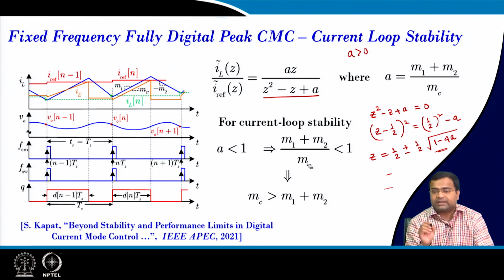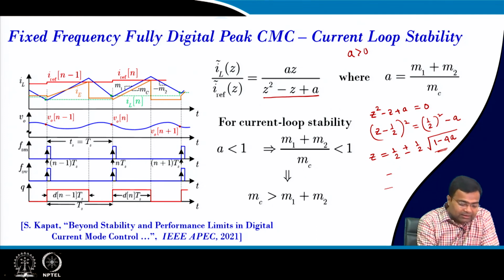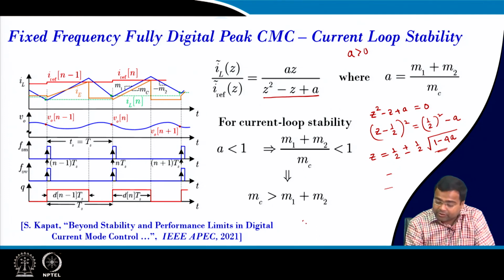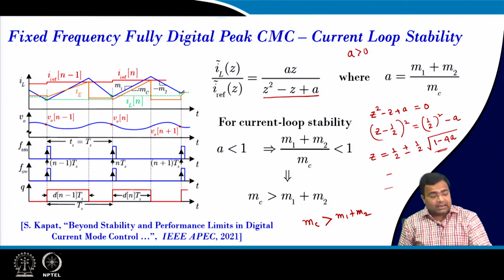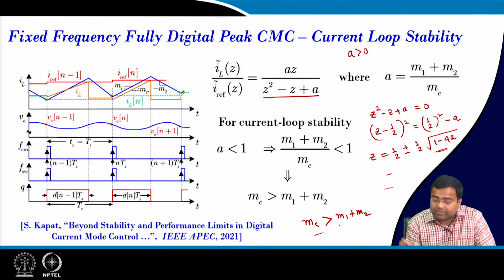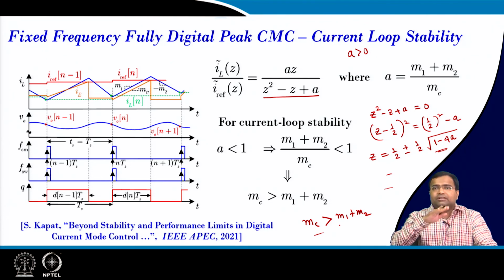So MC must be greater than 0, and for a buck converter, your MC must be at least M1 plus M2, which means it is greater than the rising slope. So you cannot set the emulated slope to be the rising slope, it has to be greater, but this is the minimum requirement only with the closed inner loop.